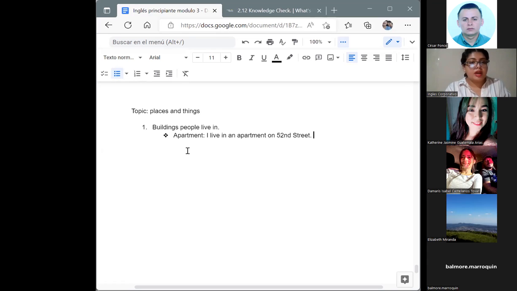So, then we have number two, apartment block. In this example, we have Tom has a place in that apartment block over there. Es como un grupo de apartamentos.